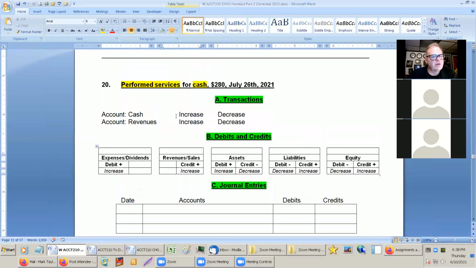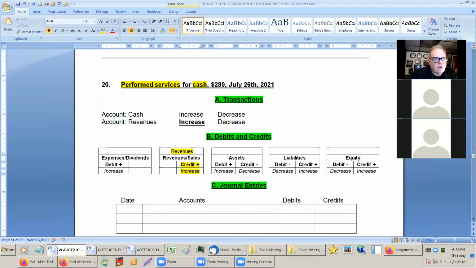Okay, so cash and revenues. Revenues, the nice thing about those is they're always increasing. So revenues are always increasing, which means revenues are always credits. Theoretically, if they went down, they'd be a debit, but that happens 1 in a million times or something.